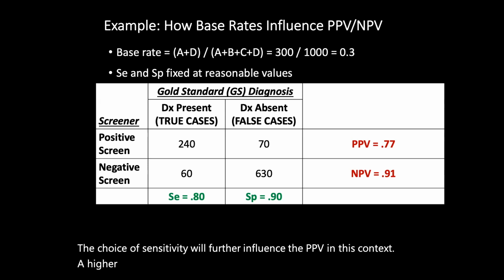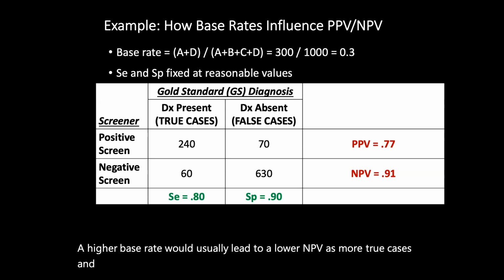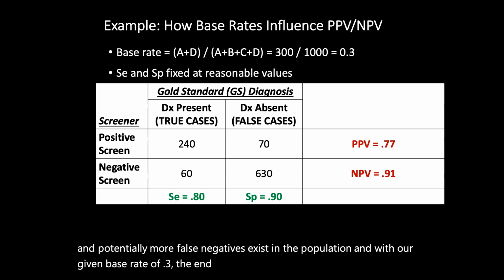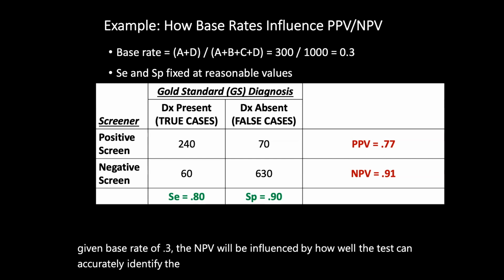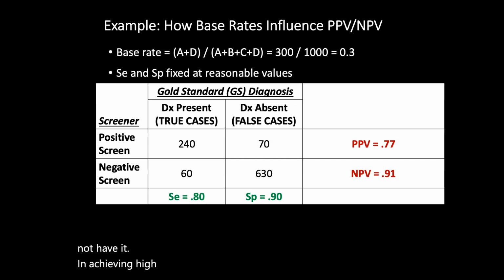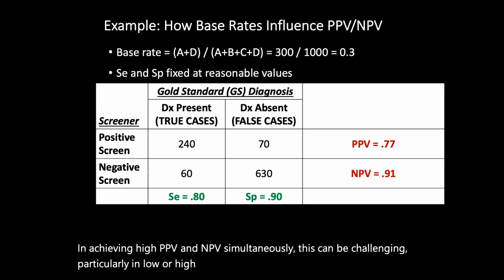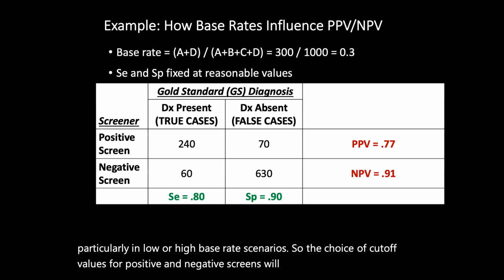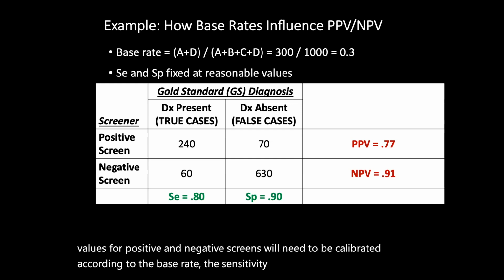A higher base rate would usually lead to a lower NPV, as more true cases and potentially more false negatives exist in the population. And with our given base rate of 0.3, the NPV will be influenced by how well the test can accurately identify the absence of the condition among the 70% who do not have it. Achieving high PPV and NPV simultaneously can be challenging, particularly in low or high base rate scenarios. So the choice of cutoff values for positive and negative screens will need to be calibrated according to the base rate, the sensitivity, and specificity to achieve an optimal balance between PPV and NPV.